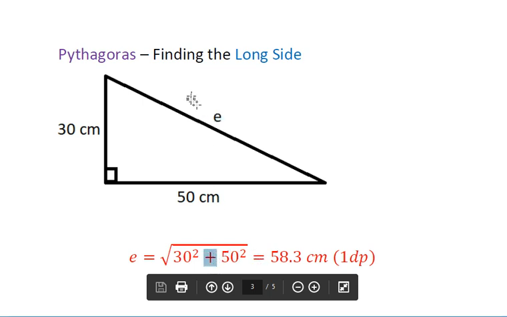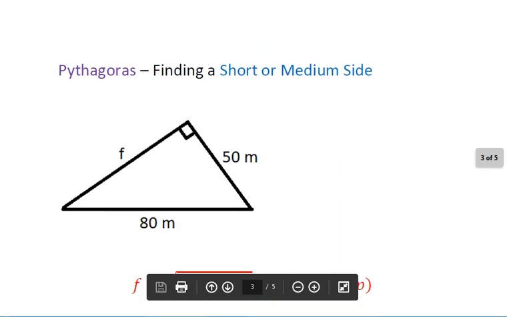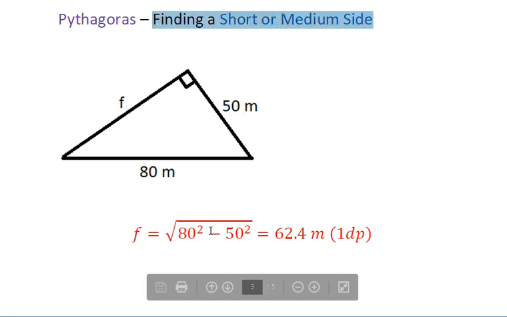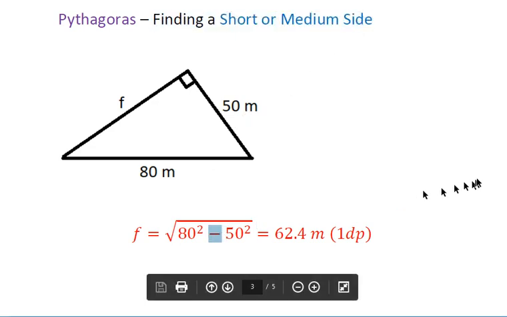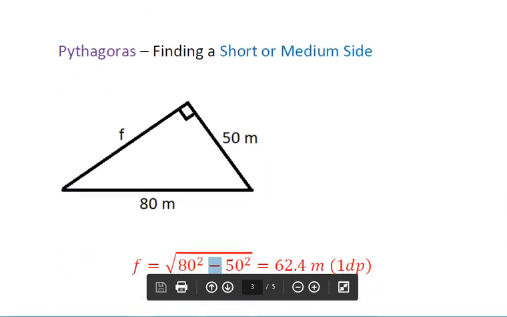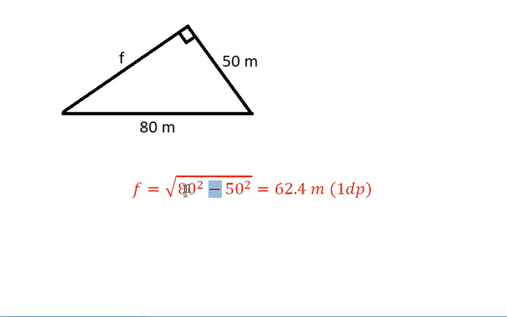We use plus for a longer side, and we use minus for what we've got over here, a minus for a short or a medium side. Finding a short or a medium side, we use minus. So it's the same process as what we used for plus. You take the square root of the two other sides squared, so 80 squared minus 50 squared.